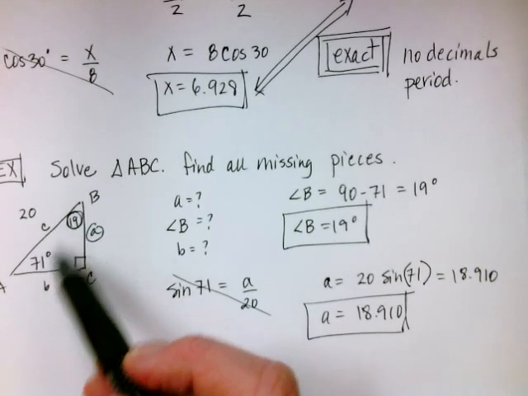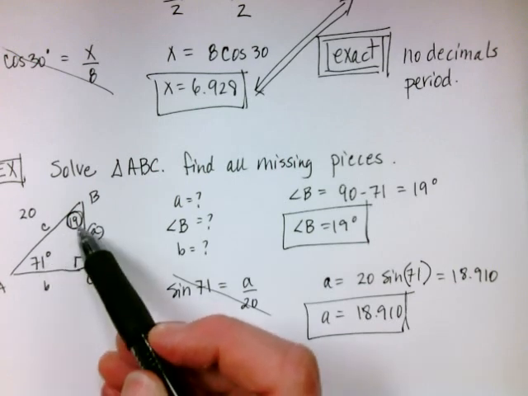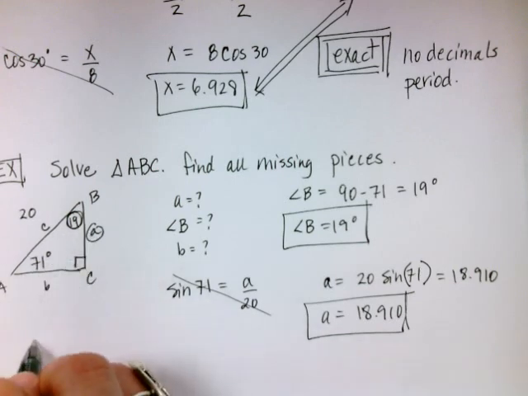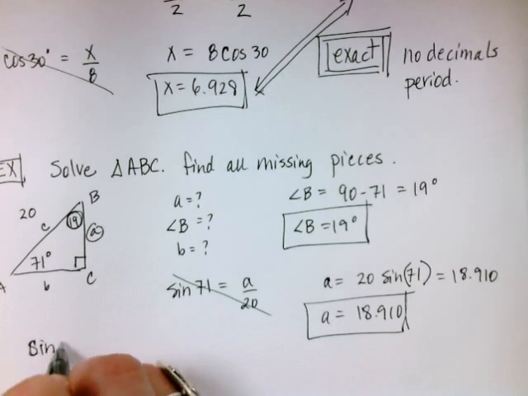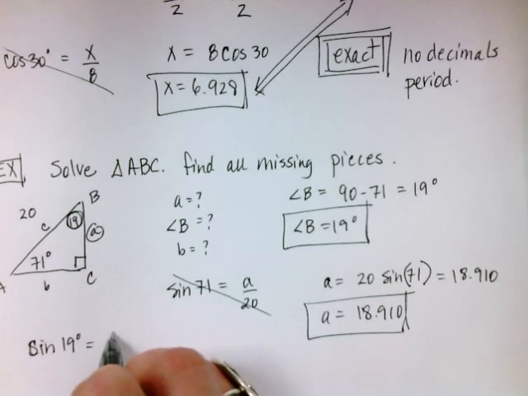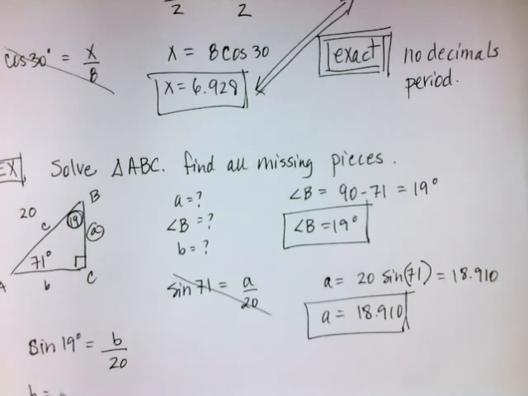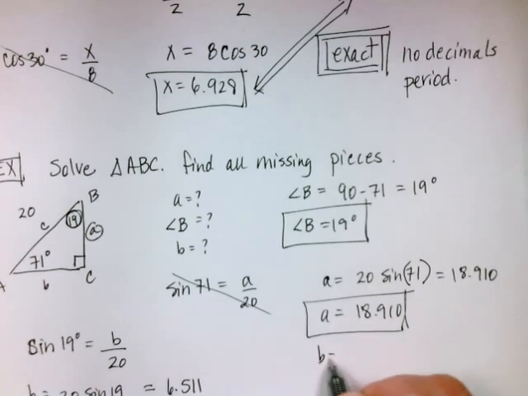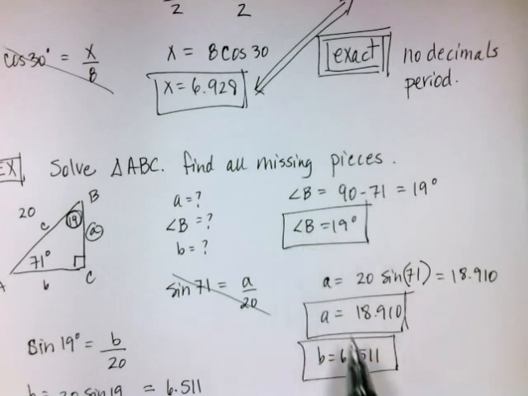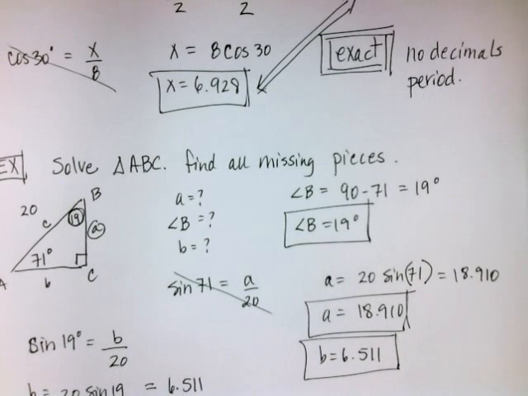And I am going to use the 19 because I'm assuming that I can do that math without making a mistake. So I'm going to say that the sine of 19 degrees is opposite, that's a little b, over 20. So little b is going to equal 20 sine 19. When I do that math, I get that b is 6.511. Then I'm going to add that kind of to my pile of answers. So I found angle B, side A, and side B.